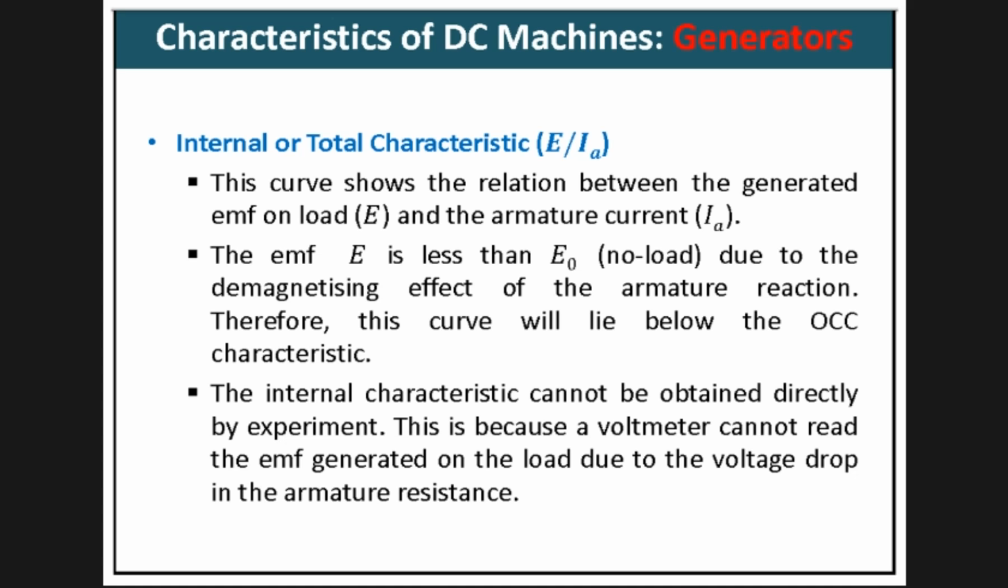So when armature is carrying current, it will generate another magnetic field which is opposing the magnetic field generated by the field poles. Therefore total resultant flux reduces. Due to that, the generated EMF will be reduced. Therefore this curve will lie below the OCC characteristics. The internal characteristics cannot be obtained directly by experiment.